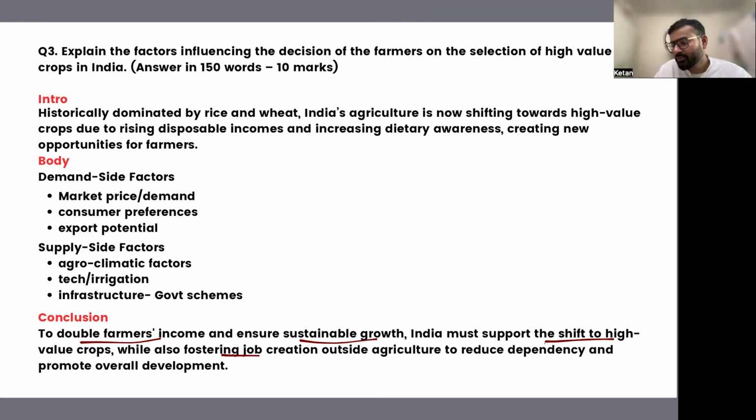And it also leads to more job creation outside of agriculture. So we require more and more jobs outside of agriculture. With high value crops there will be more jobs because there will be food processing, and more jobs in the logistics sectors, transportation, warehousing, marketing. So those jobs will be created outside of agriculture to reduce dependency and promote overall development. Okay. So this will nicely tie up your answer.